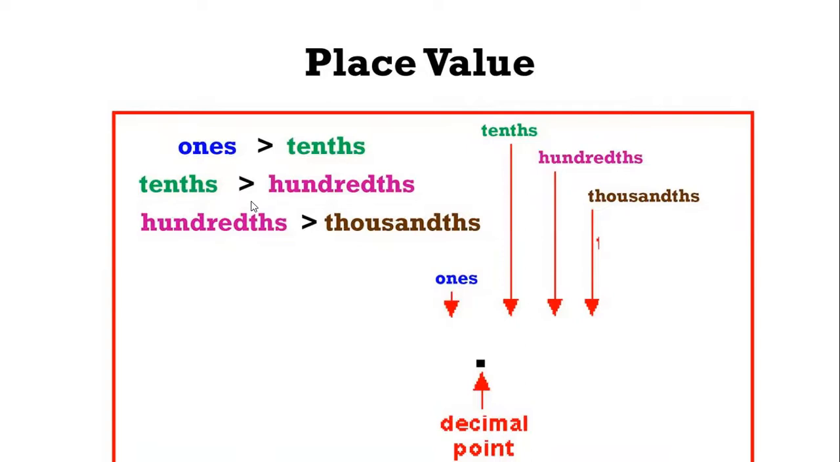45.678. Decimal, tenths means 1 by 10. Hundredths means 1 by 100. Thousandths means 1 by 1000. If 8 is there, 8 by 1000. 7 means 7 by 100. 6 means 6 by 10. This 45 is there. 5 means ones, ones means 5 into 1. 4 means it is in the tens place. Value of that will be 4 into 10.